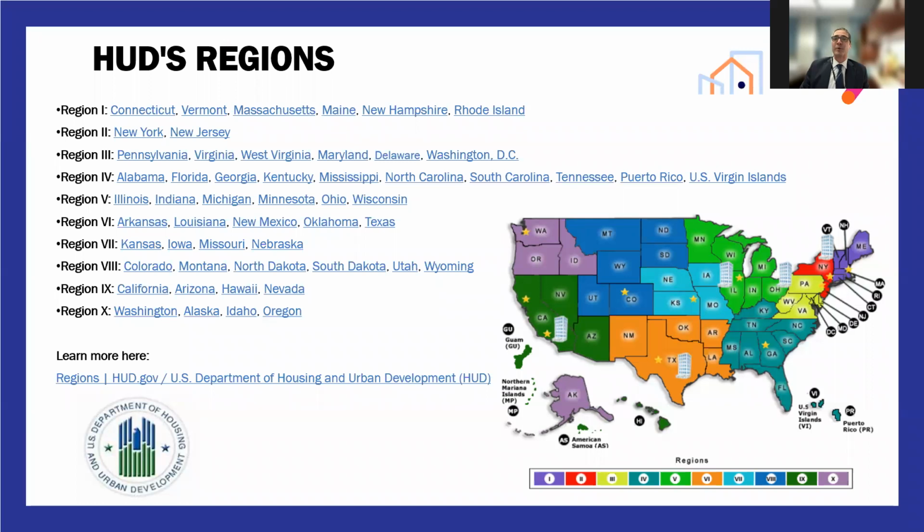And when you go to the HUD website at hud.gov and you go to the HUD regions and you click on the individual state, you're going to find email and contact information for your local HUD field office. So this is a very valuable site with a lot of information that can be useful in making contacts with your jurisdictions that you serve. Next slide.